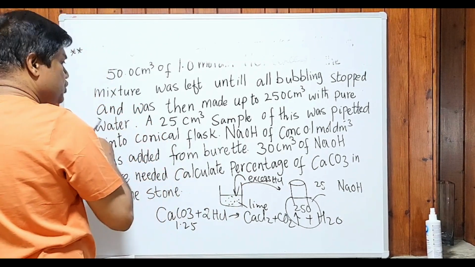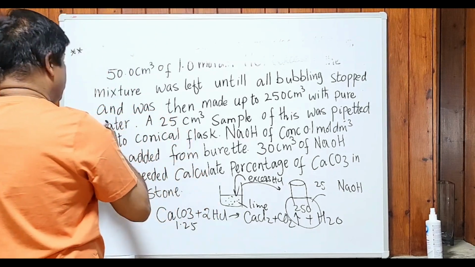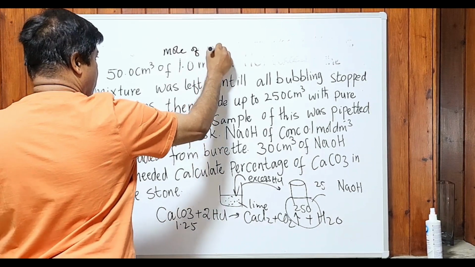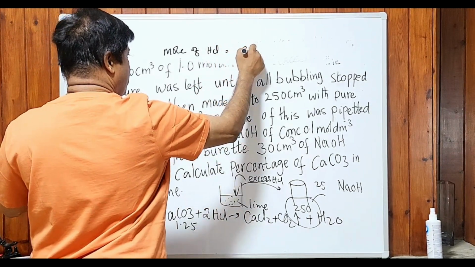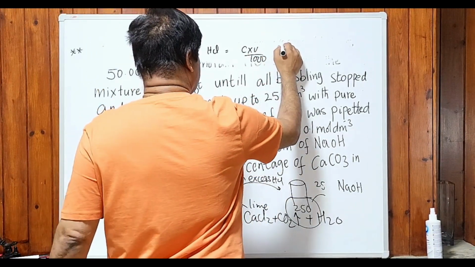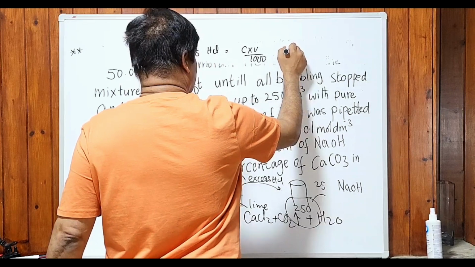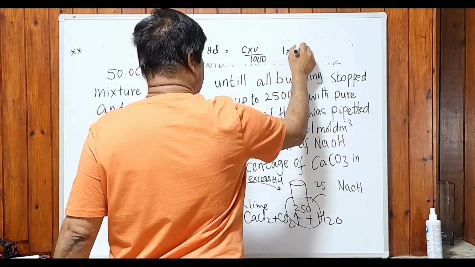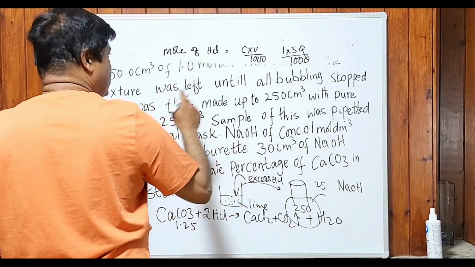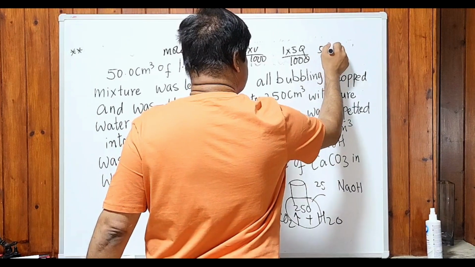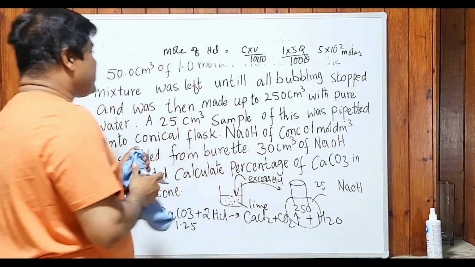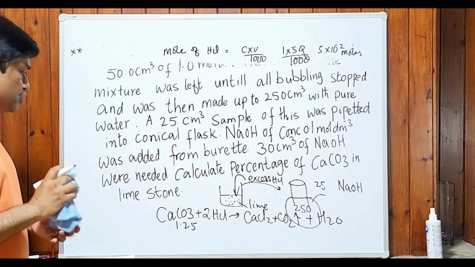So moles of HCl used initially. Moles of HCl equals C times V over 1000. What's the C? 1 times 50 divided by 1000. How much? 5 times 10 to the power of minus 2 moles. So that's the initial moles of the HCl used.